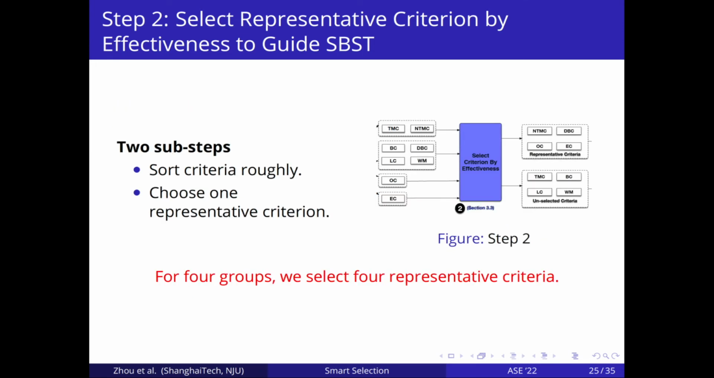In conclusion, we select 4 representative criteria from 4 groups: top-level method coverage, direct branch coverage, output coverage, and exception coverage. The other 4 criteria are unselected.